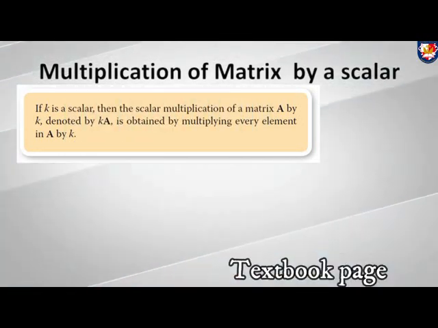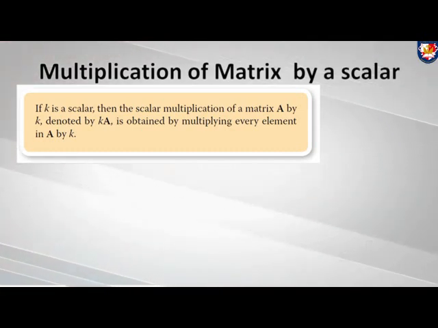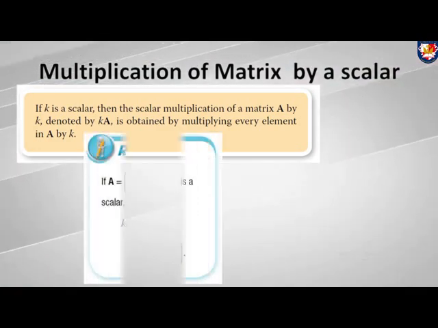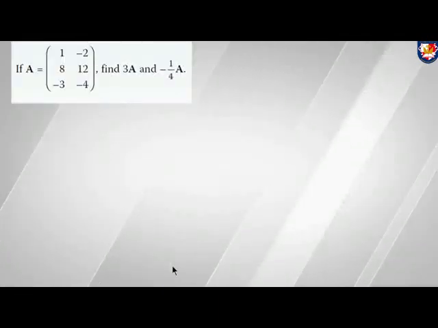If K is a scalar, then the scalar multiplication of a matrix A by K, denoted by KA, is obtained by multiplying every element in A by K. Let the elements of matrix A be a, b, c, and d, and K is a scalar. Then K times matrix A is multiplication between K with every element in A. So K times a, K times b, K times c, and K times d. Let's jump to the example.